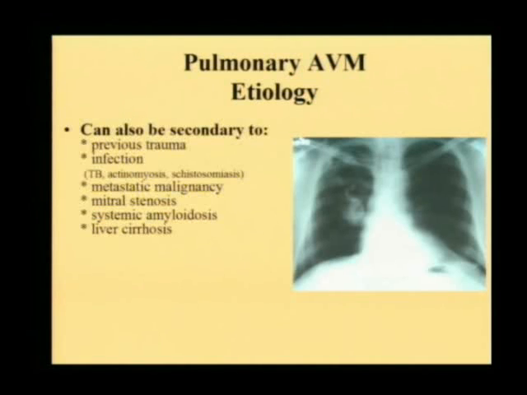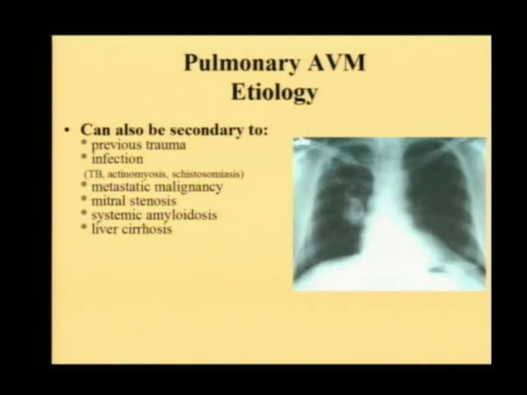Now, the majority of these malformations, as I mentioned to you, are congenital in origin. However, occasionally these can be secondary to a variety of disease processes. As you can see in this case, this patient has pulmonary tuberculosis. He actually had a small pulmonary arteriovenous malformation which we embolized some years before this chest X-ray was taken, and he came back with the development of a larger pulmonary arteriovenous malformation over a period of time.